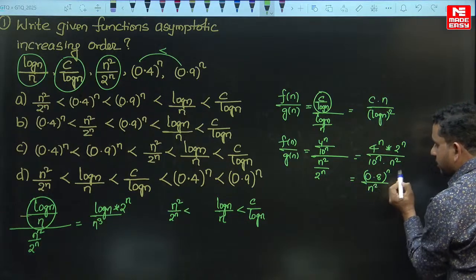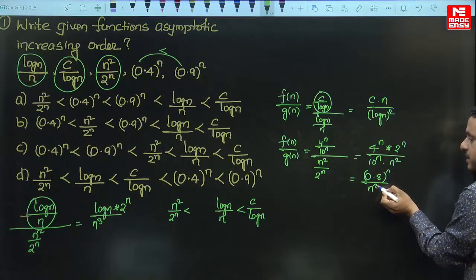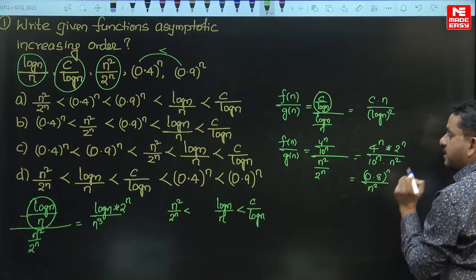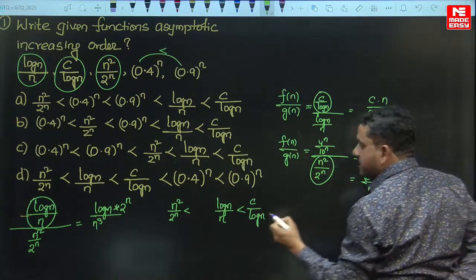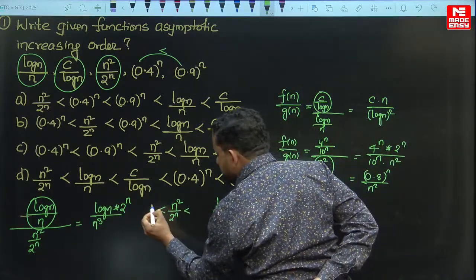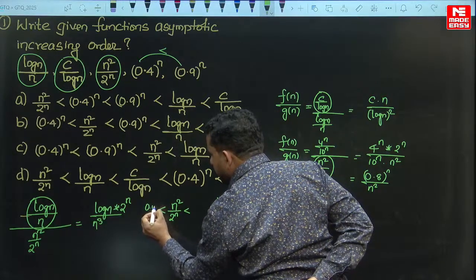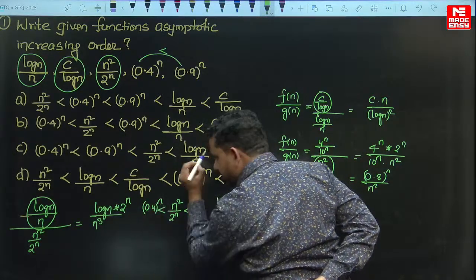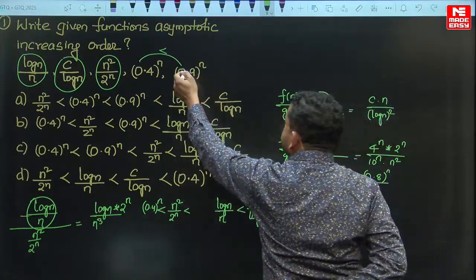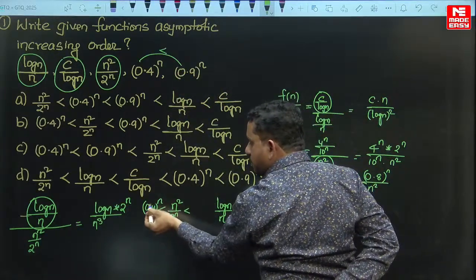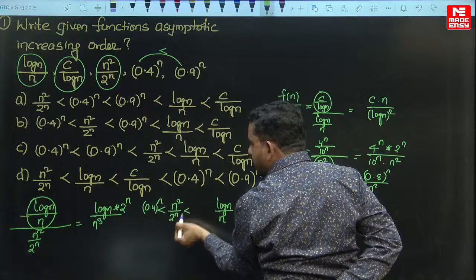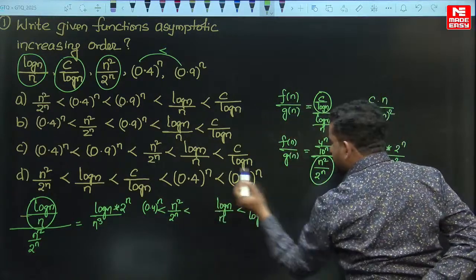Divided by n square. The numerator is decreasing and the denominator is polynomial, so the denominator is bigger, which means n square by 2 power n is greater. So compared to this, 0.4 power n is asymptotically smaller. Then one more function is there, 0.9 power n, which is always bigger than 0.4 power n. Then compare with these two, compare with this one.